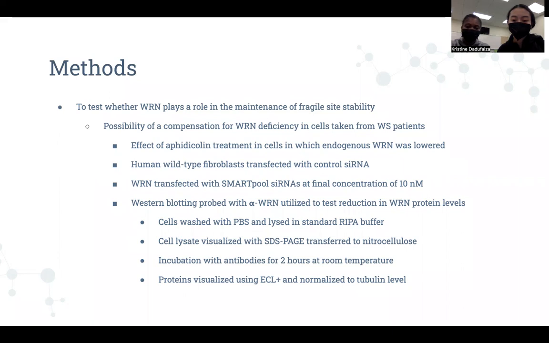Western blotting probed with anti-WRN was used to test the reduction in the WRN protein levels. In order to do Western blotting, cells were washed with PBS and lysed in standard RIPA buffer. Cell lysates were resolved by SDS-PAGE and transferred to nitrocellulose. Incubation with antibodies was performed for 2 hours at room temperature. Proteins were visualized using ECL Plus and normalized to the tubulin level in each extract.